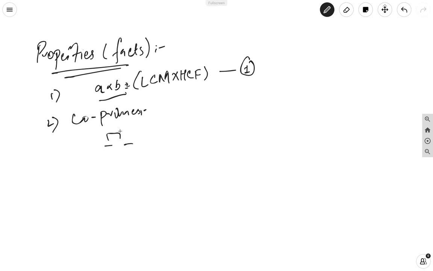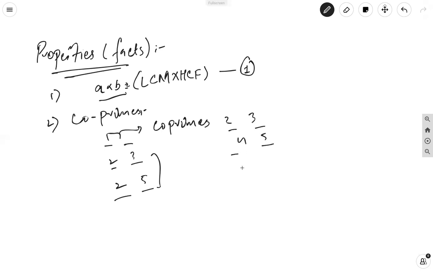Two consecutive integers are coprimes. Two prime numbers are coprimes to each other. We have 2 and 3, or 2 and 5, because there is no factor other than one between them. That's why they are called coprimes. And if you have consecutive numbers 2, 3, 4, 5, 6, 7, there is no common factor between them other than one. That's why these are called coprime. Is coprime the same as prime number? No. A prime number is a different thing. Coprime is, let's suppose there are two integers, and there is no common factor between them other than one.